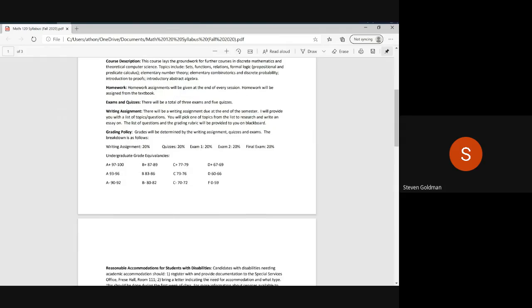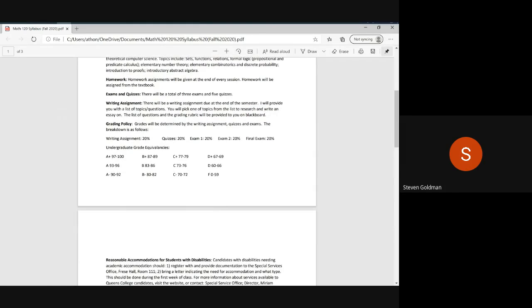Okay. The way your grades will work will be as follows. There's going to be 3 exams in total. Exam 1, exam 2, and a final exam. Each of those exams will cover 20% of your grade. There's also going to be some quizzes throughout the semester. There will be 5 quizzes, and that will also be in total 20% of your grade.